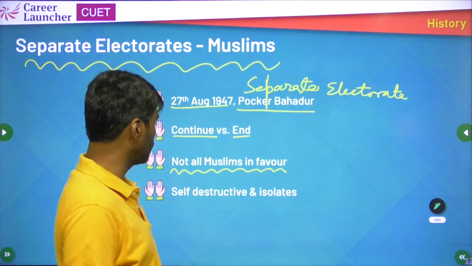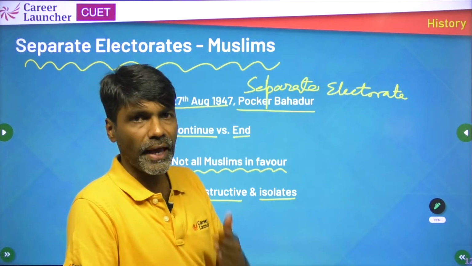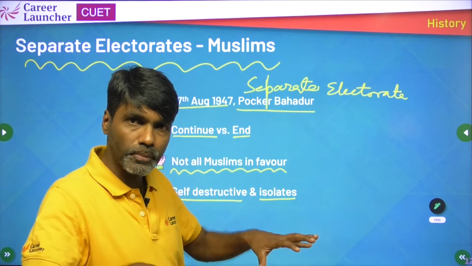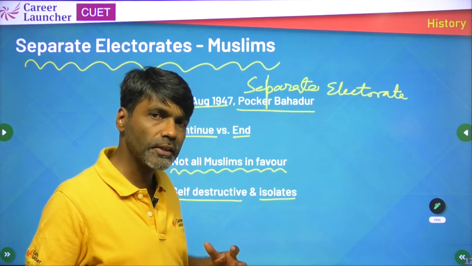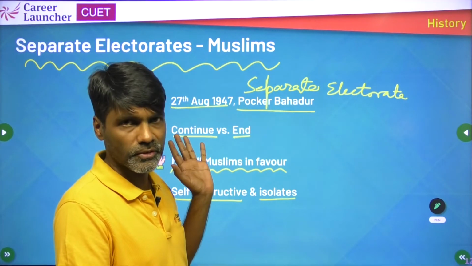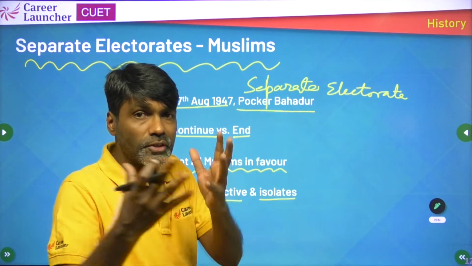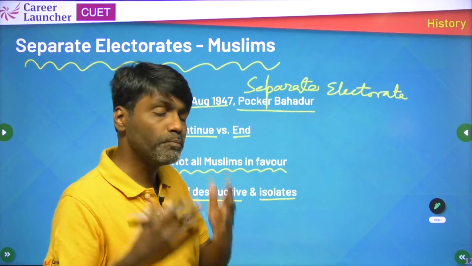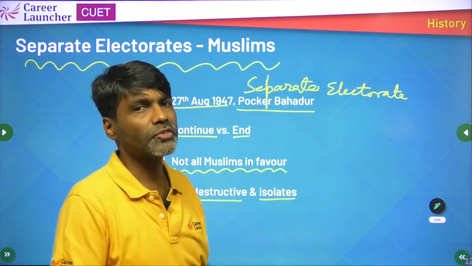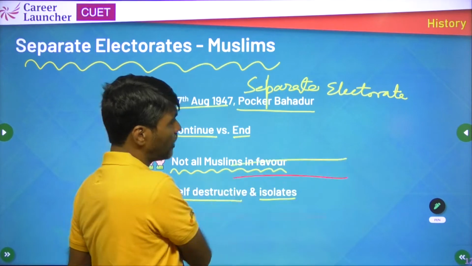So eventually what happened was, it was agreed that this kind of an approach actually is self-destructive. Instead of forming bonds, it will separate people, it isolates groups from one another. So India as a country took a very wise decision of doing away with this. There were other ways, other mechanisms by which reserved constituencies, etc. are practiced in India. We will cover that elsewhere, but separate electorates based on religious identity was done away with. Very important part. You must keep this as an important part of the chapter.